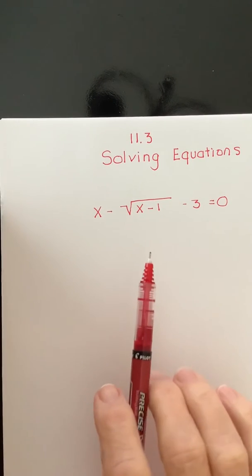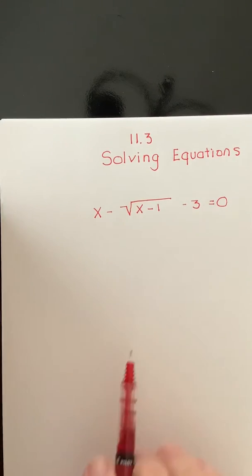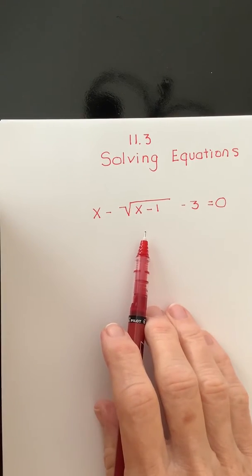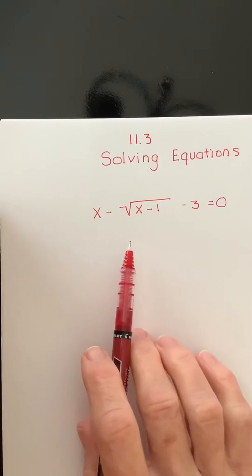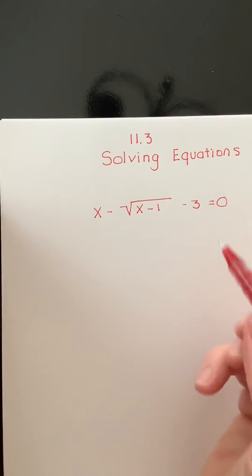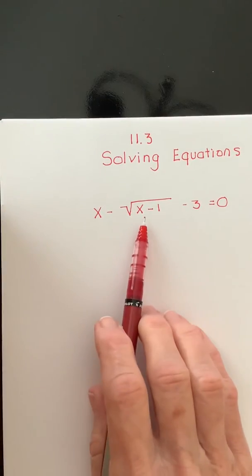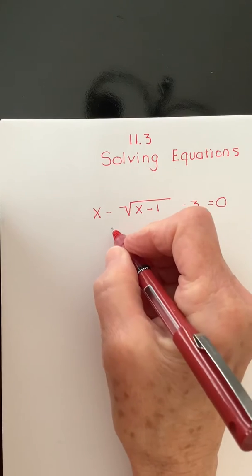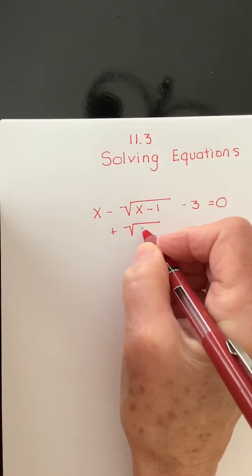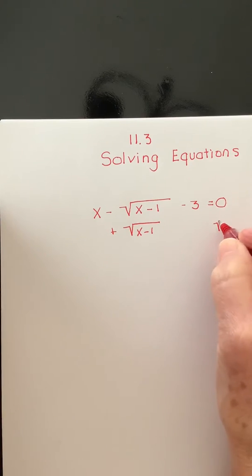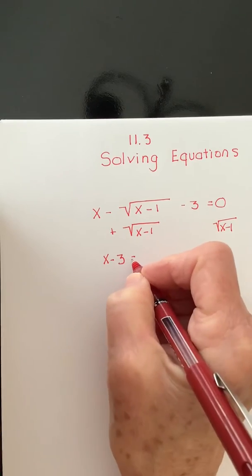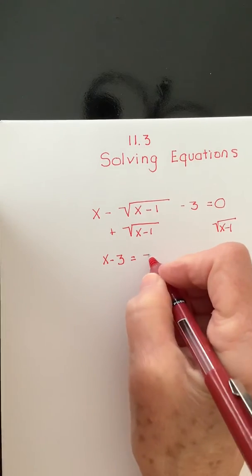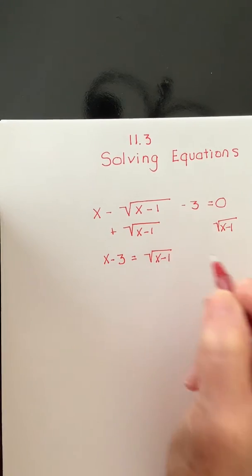Okay, we're going to be solving equations. And we've already solved equations before that had a radical in them. If you will recall, we wrote down a little recipe where we want to isolate the radical. So that needs to be our very first step. We want to isolate the radical. So what I'm going to do, I want the radical positive. I'm just going to add the square root of x minus 1 to both sides. So I have x minus 3 is equal to the square root of x minus 1.